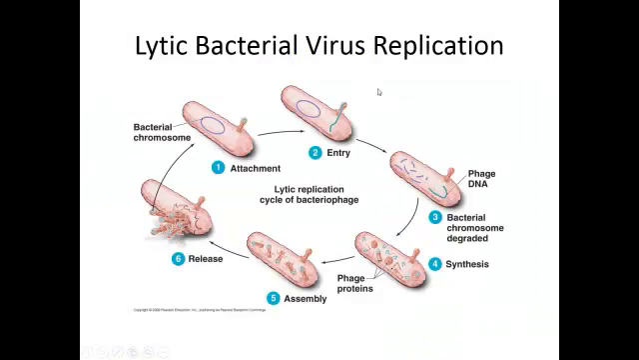Let's go over this diagram that shows lytic bacterial virus replication in bacteriophages. Now, one thing to keep in mind, especially when we compare bacteriophages to animal viruses, bacteria have a cell wall. Animal cells do not have a cell wall. So that affects how the virus can get into the cell and how it has to leave. So, the first thing that happens is attachment. The phage uses its receptors to grab hold of cellular receptors on the bacterial cell.